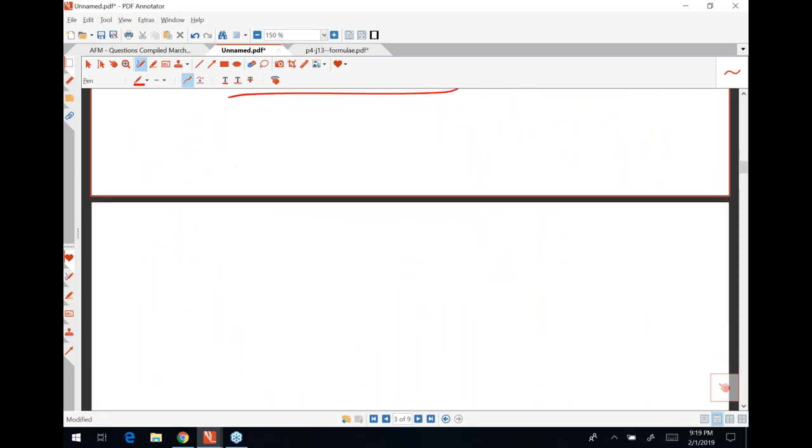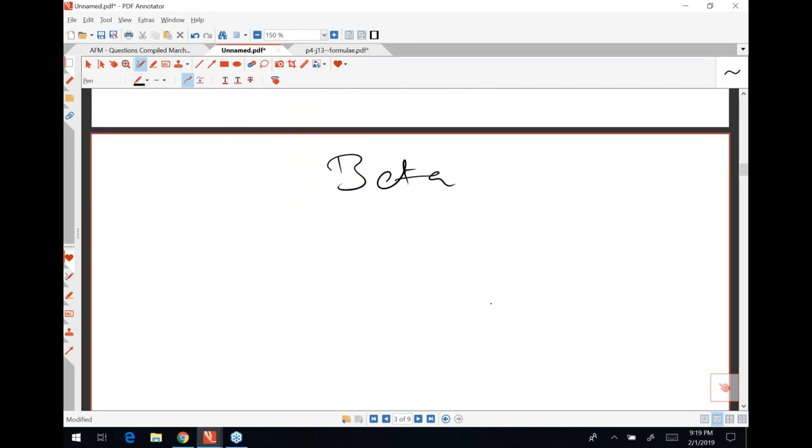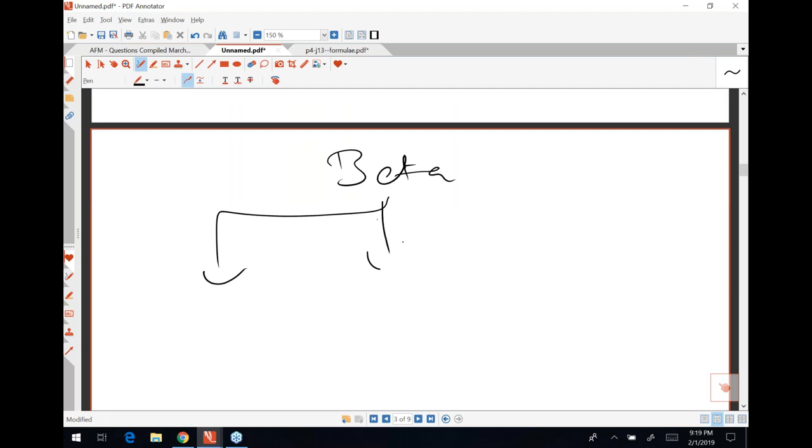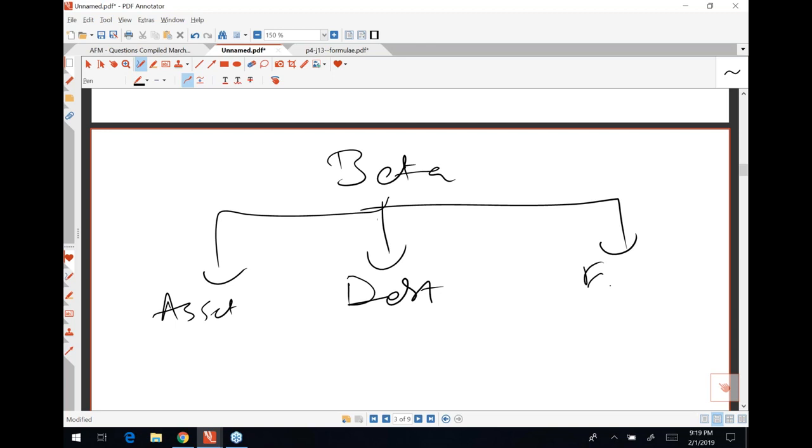Now, as I mentioned, the equity beta is actually the risk coefficient. There are three types of betas that are available. Now what are those three types of beta? The three types of beta are the asset beta, the debt beta, and the third one is the equity beta.